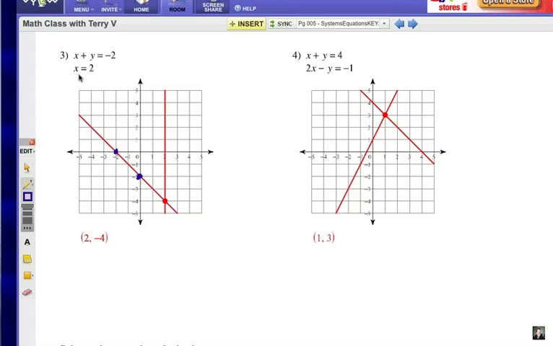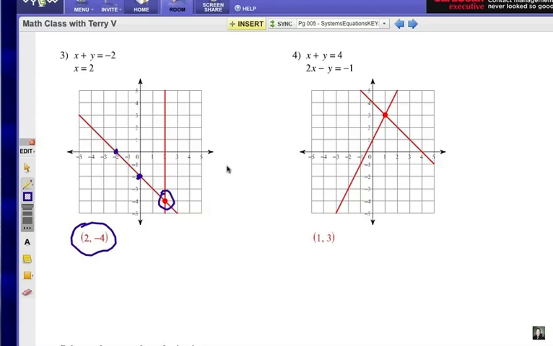Now this line is x equals 2. That means everywhere along the line, the x value is always 2, and the y value goes up or down and can be anything. So that is that vertical line right there. Well, obviously they intersect, if we draw our graph accurately, at (2, -4). Now if you substitute that in there, x is 2, yep, definitely 2. It doesn't matter what y is in that second equation. But if I substitute my x and y values there, I will get -2. So that point solves both equations.